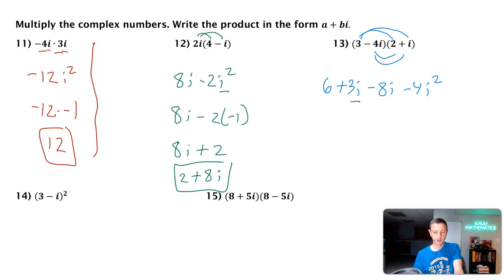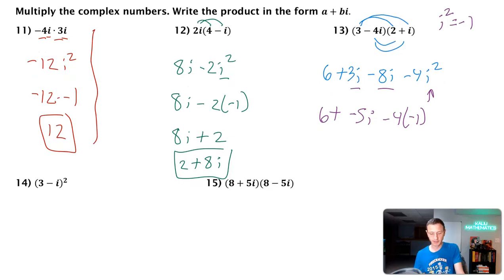Pay attention to the like terms in the middle, and this i squared can be rewritten as negative 1. You always have to remember that fact that i squared is negative 1, which is then going to generate another pair of like terms after we do this. So let's just write this down. 6 plus 3i minus 8i is negative 5i, minus 4 times negative 1, because i squared is negative 1.